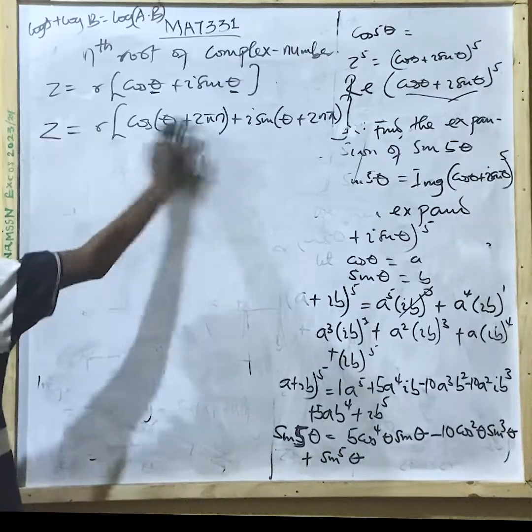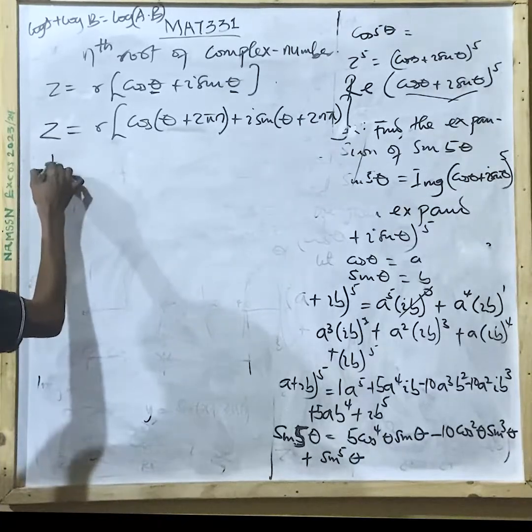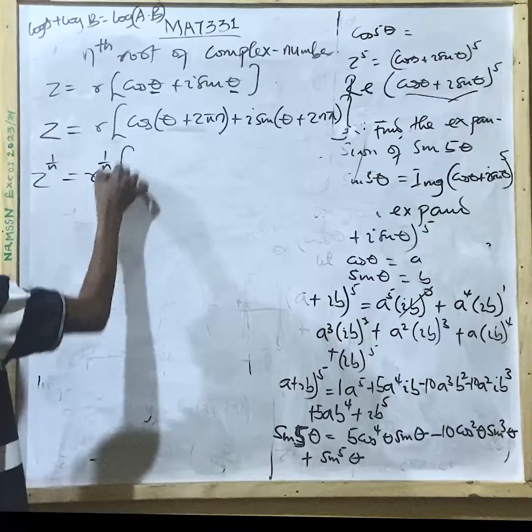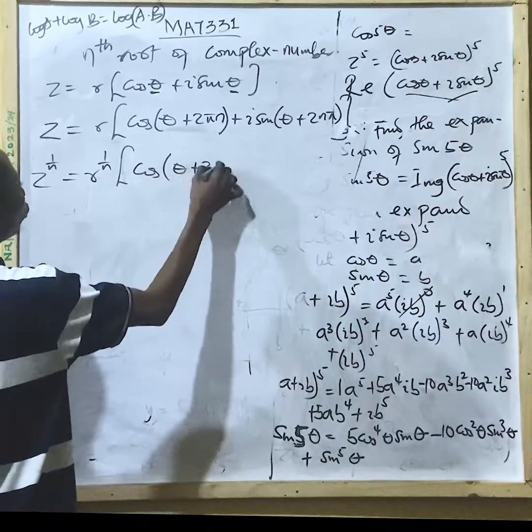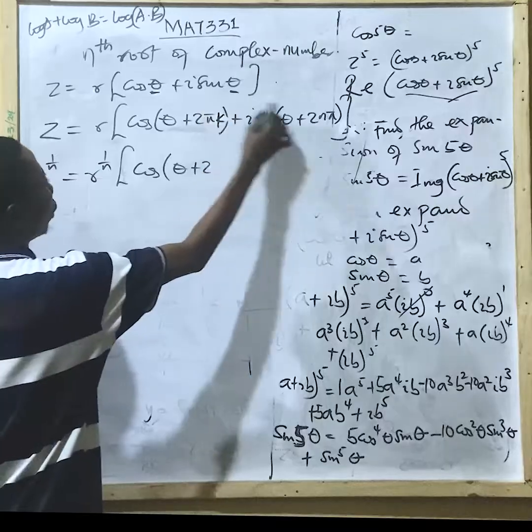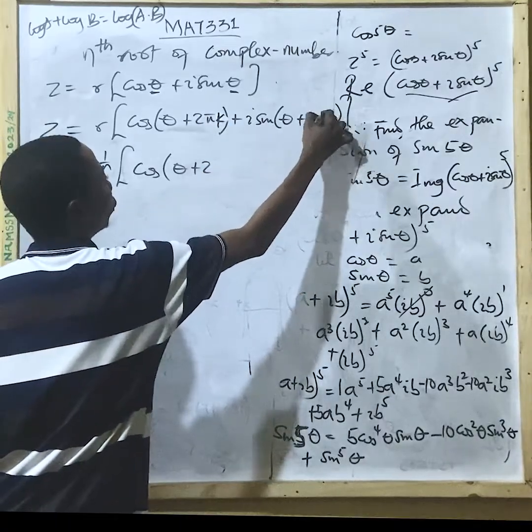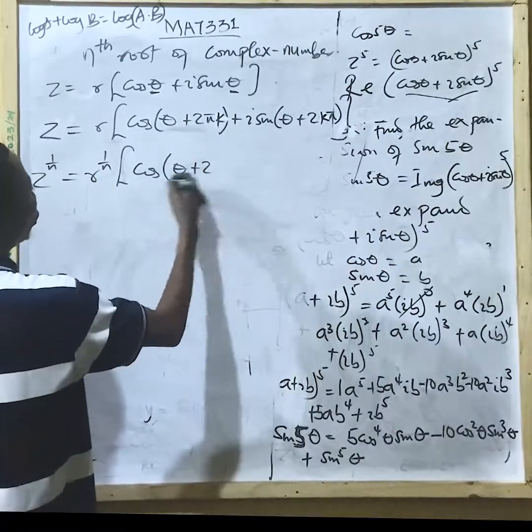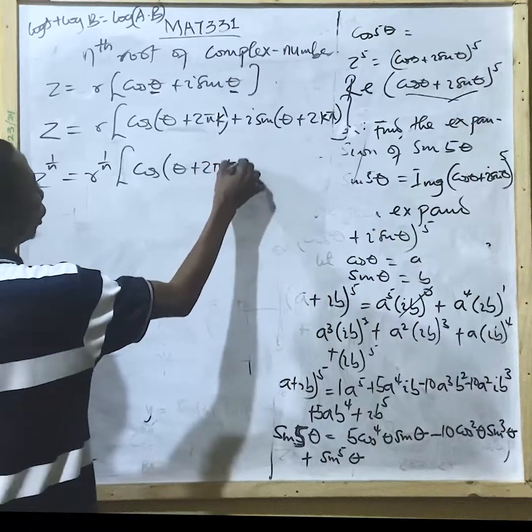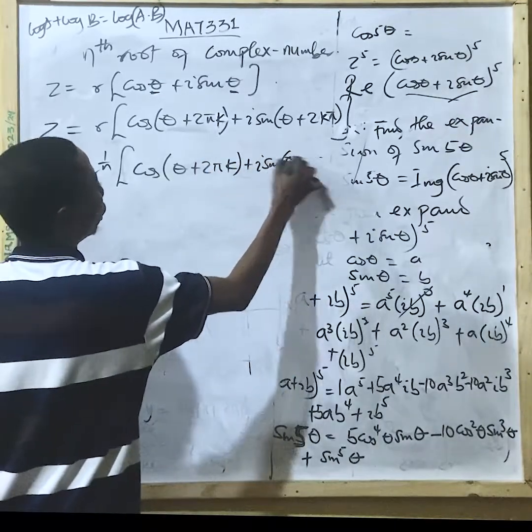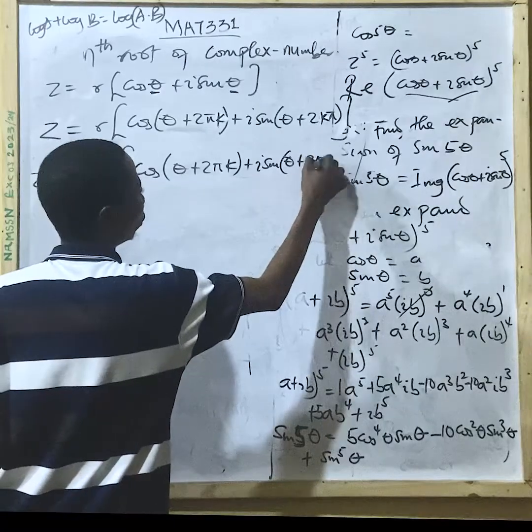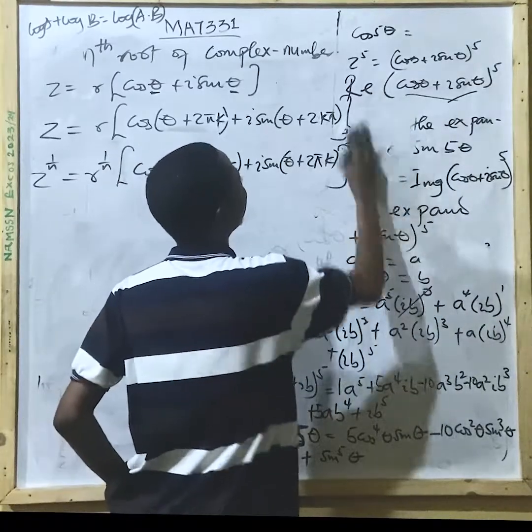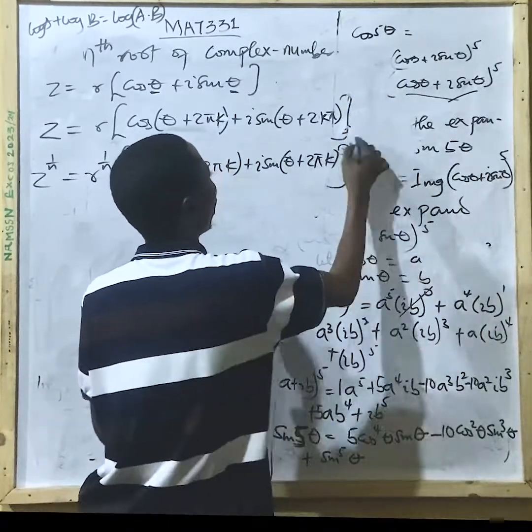So this is z. If I now take z raised to 1 over n, it will be r raised to 1 over n into cos of theta plus 2. Okay, let me use k. It doesn't really matter what letter I use to represent the counter, and I don't want to use n for both. So theta plus 2 pi k, plus i sin of theta plus 2 pi k. That one will be raised to the power of 1 over n, and that one will also be raised to the power of 1 over n.